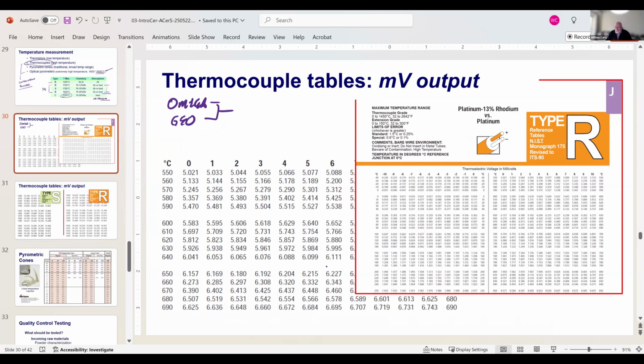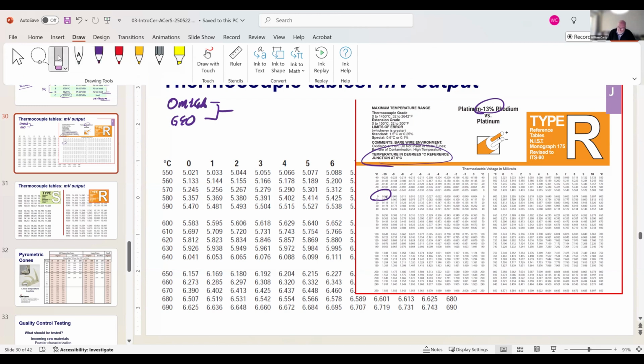So this is how it works. There are a number of things to note. This is a type R thermocouple. That sounds great, 13% rhodium. So it's 13% rhodium balanced platinum against platinum by itself. Those two alloys then create an electromotive force. They create a potential difference. And this is a reference junction at 0 degrees C. What does that mean? It means I start somewhere. If you look in this chart at 0, right here, hard to see probably, the millivolt output at 0 is 0. So everything is referenced to that temperature.